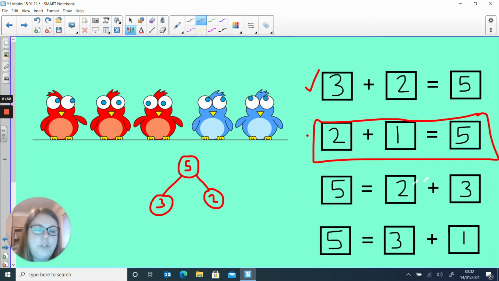5 equals 2 add 3. So I know my whole is 5. I'm at the beginning because I've got my equals. And then I've got 2. Yep, 2 is my part. And 3. And 3 is my part. So I can give that a tick. So I've got that one right.